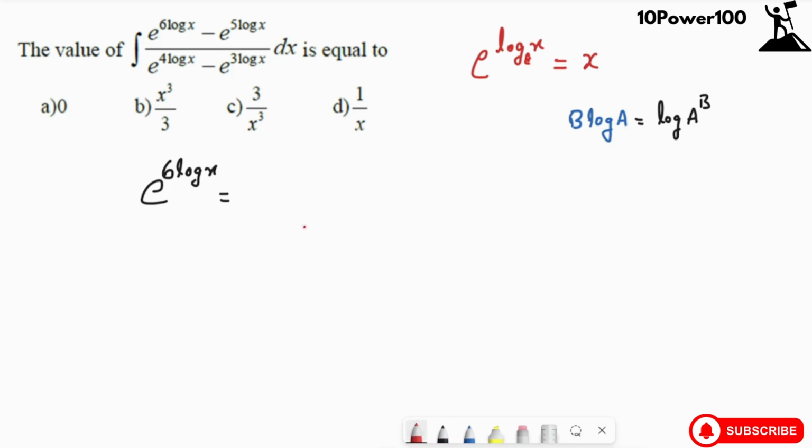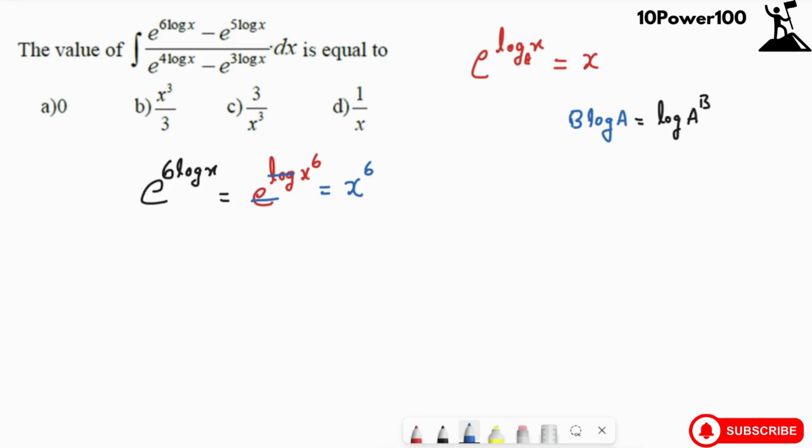So similarly, if I apply the same second property, that is the b log a property, here we have b as 6 and log a as x. So that becomes e power log x power 6. Now it is ready to cancel. We can apply the first property here. Exponential and log are together, we can cancel this and this. What is left out? It is x power 6.